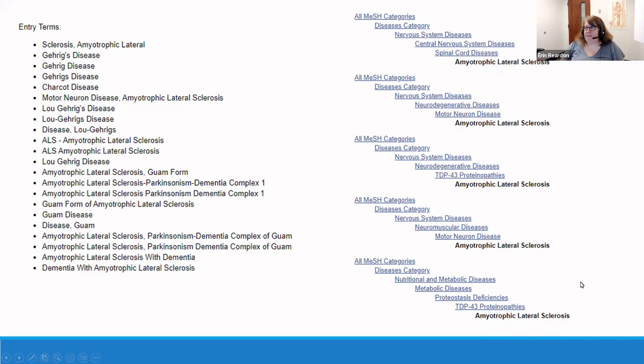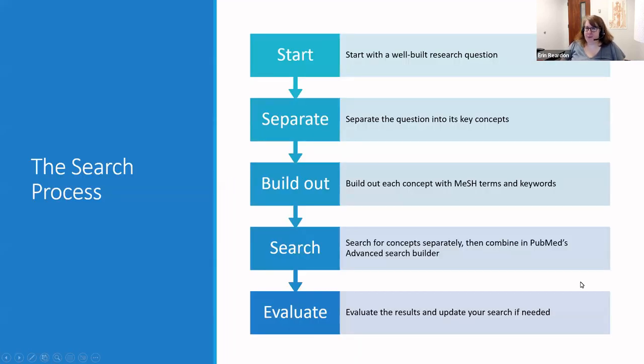So that's MeSH terms, super briefly, and we'll spend a little more time looking at that as we're building a search together. We're going to build a comprehensive search together, and we're going to go through a process where we start with a well-built research question, which we're going to cheat a little bit and just use a research question. We're not going to build one together, but that's a really important first step.